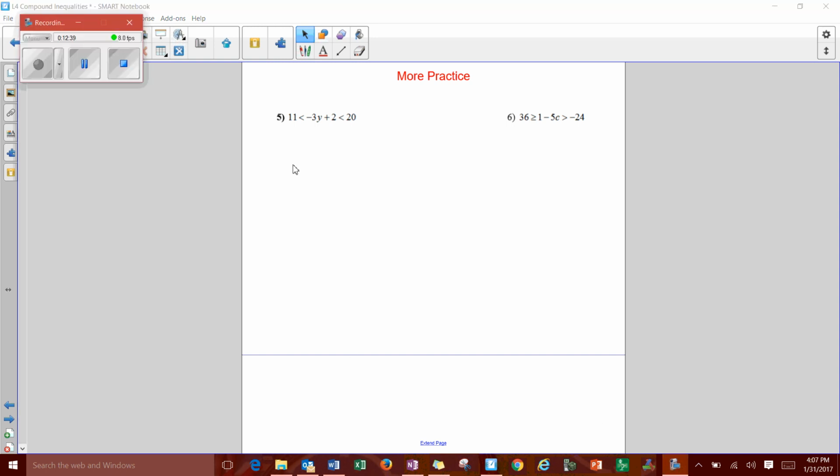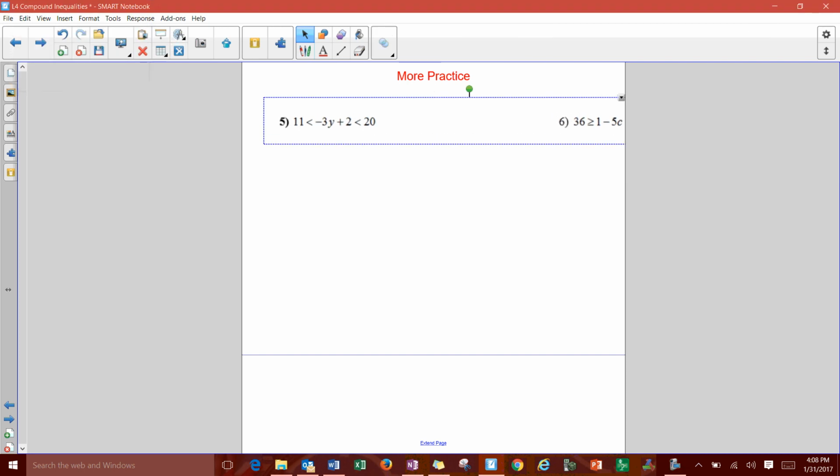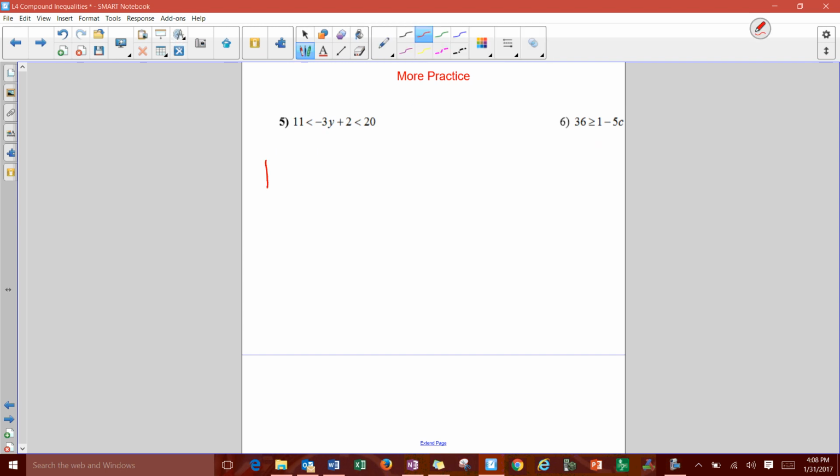So let's look at 2 more example problems. All right, last 2 example problems. I'll use one method with number 5, and then I'll use a different method with number 6. So number 5, let me break this up into 2 inequalities, all right? So I have 11 is less than the whole thing in the middle, right? And then I write the word "and," and then I write the whole thing in the middle again is less than 20, all right? And then I would solve this.